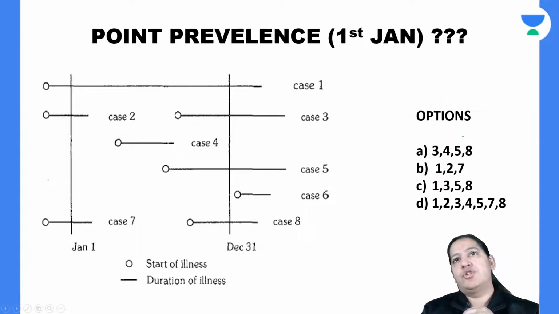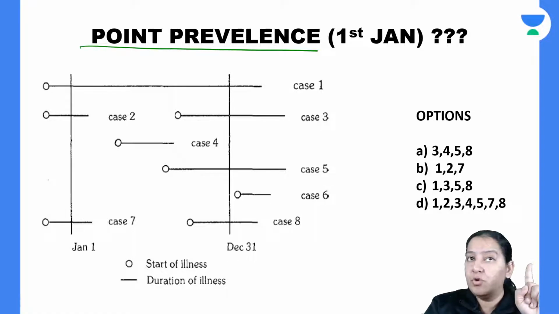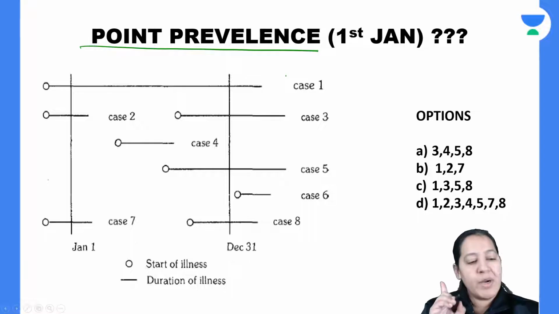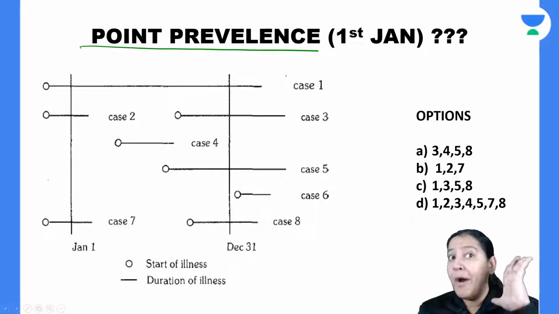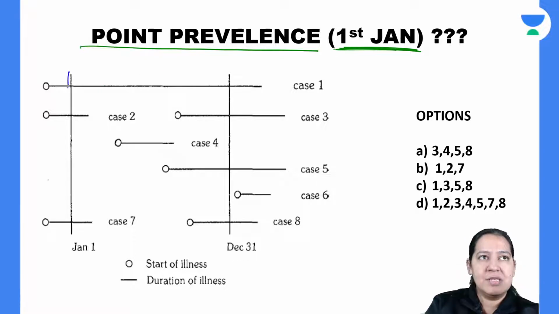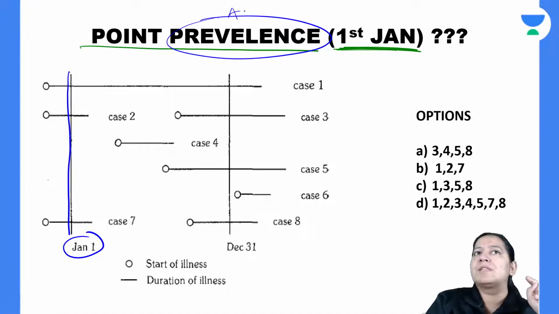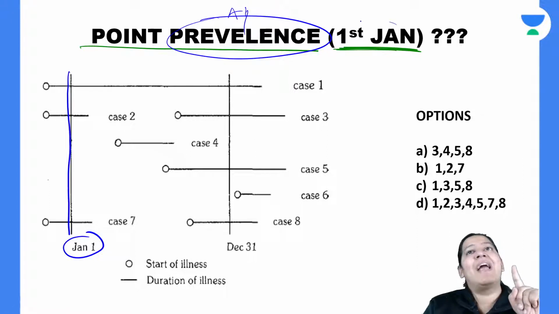This is my second question to you. I am asking you point prevalence. You know the difference between point and period prevalence. I'm asking you point. So what is my point? You have to take a snapshot now. Point means snapshot. Take the snapshot at 1st January. 1st January is your point. Take all cases. Prevalence means all cases, old plus new. So take all cases at 1st January.